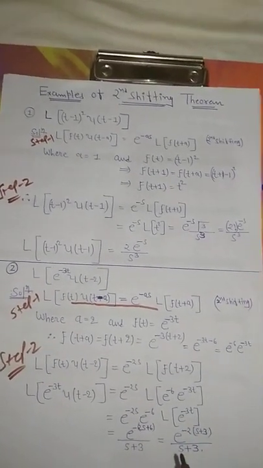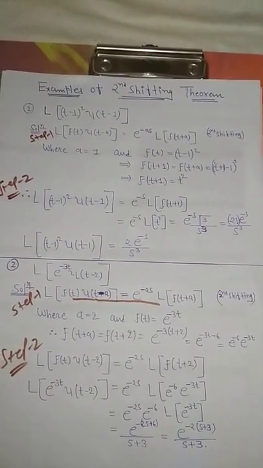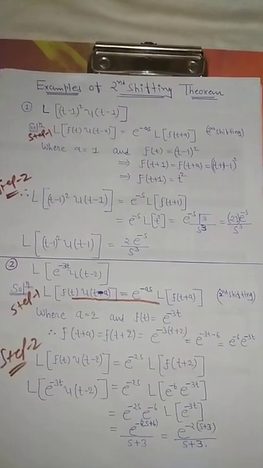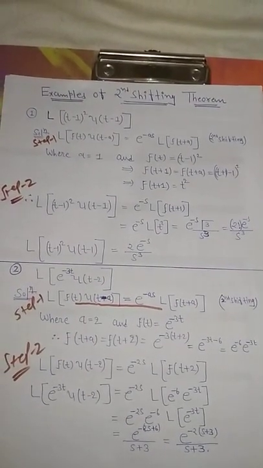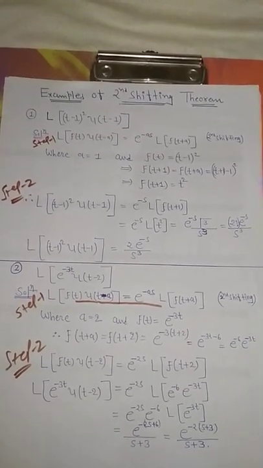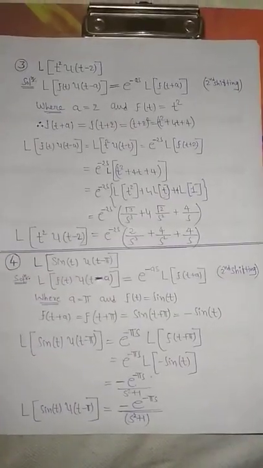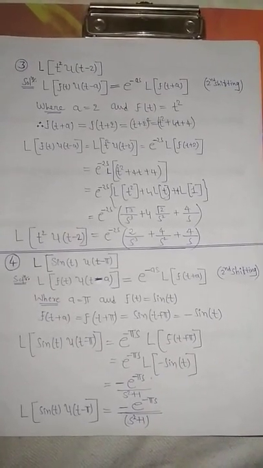Laplace of e raised to minus 3t unit step function t minus 2 is equal to e raised to minus 2 into s plus 3 upon s plus 3. Let us see one more example here. Laplace of t square unit step function t minus 2.